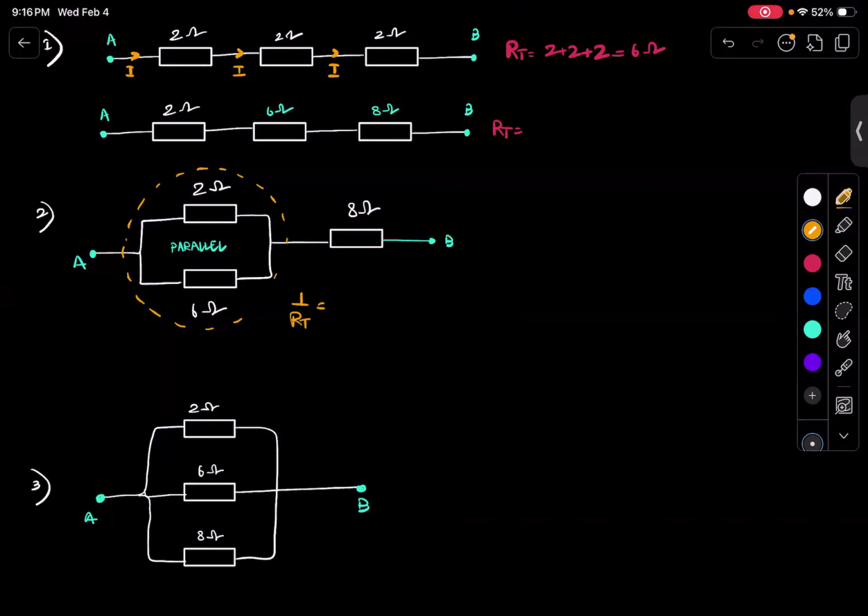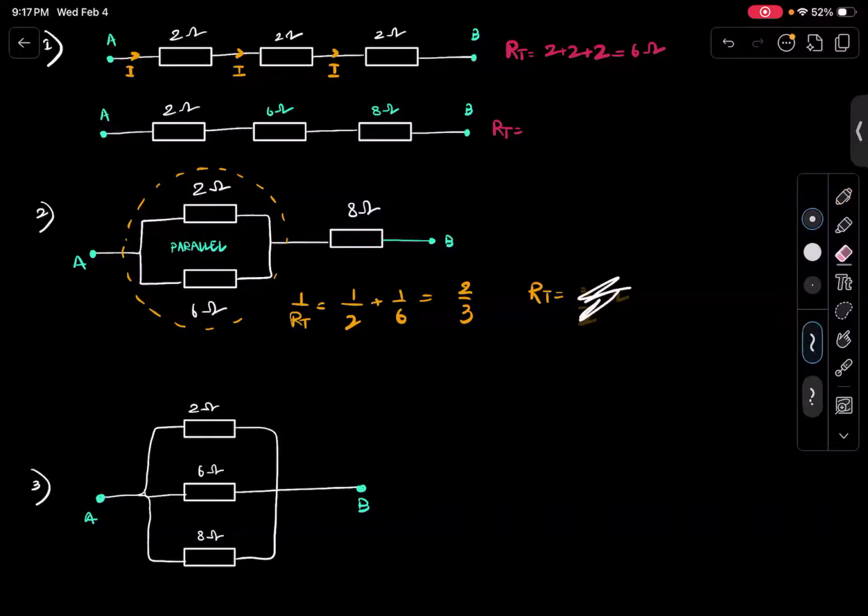1 over RT is equals to 1 over 2 plus 1 over 6, whatever that gives me. Now, there is a shortcut which I want you to remember. In fact, let me show it to you this way as well. 1 over 2 plus 1 over 6, let me see what that gives me on my calculator. Or you could just do it manually. Let's just save time. So 2 over 3 is equals to 1 over RT. That means RT is equals to 3 over 2 ohms. 3 over 2 is 1.5, right? So RT is equals to 1.5 ohms.